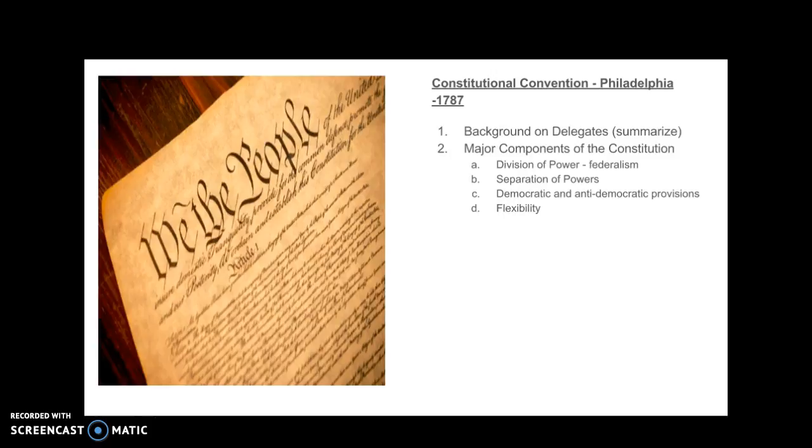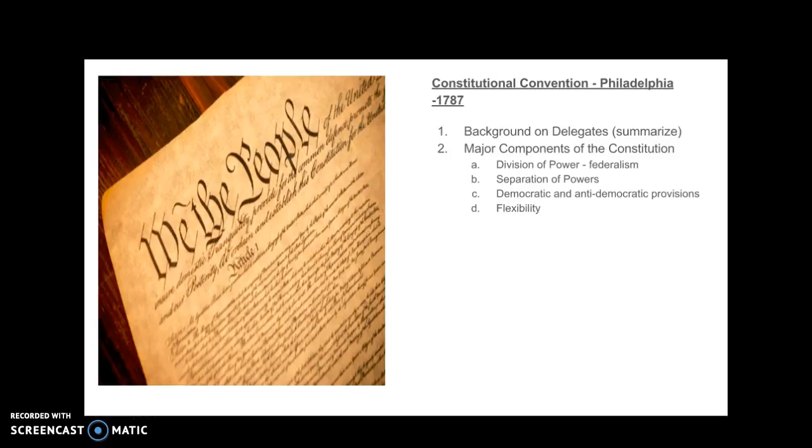All supported republicanism or Republican government. This is when you have the people vote for leaders who make your decisions. This is different than a democracy where people make the decisions. In a republic, which is what the framers of the Constitution want, you have people voting for leaders who will then make the decisions for the government.